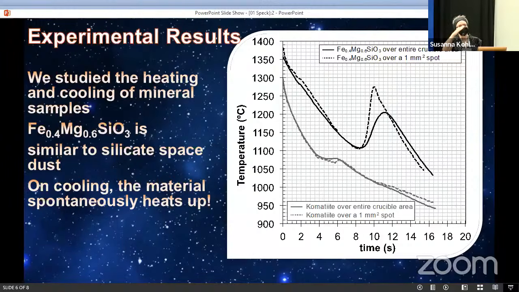And you can see for the first 8 seconds, the temperature is just cooling. And then about 8 seconds in, there's a spike in the temperature. The sample is spontaneously heating. That's when the crystallization occurs. And if you look at the dashed line, that's where we're focusing in on a small area. So you're really seeing a single crystal growing. And we're seeing a temperature change of 150 degrees. And so this is the thing that we think is probably happening in space.